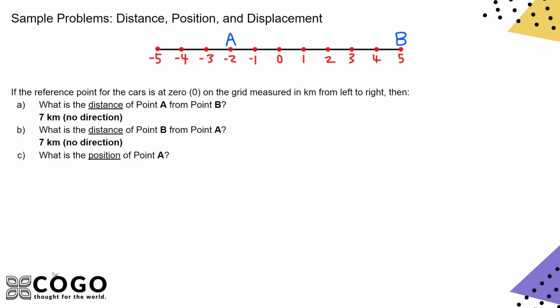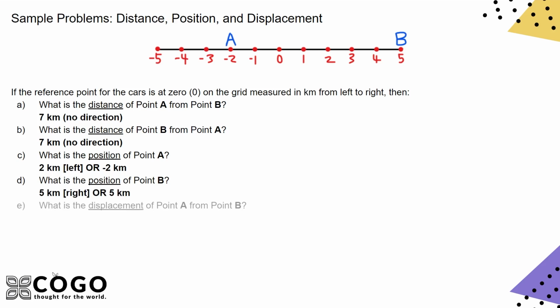As shown in the diagram, the positions of point A and point B relative to the center 0 point are 2 kilometers left, or -2 kilometers, and 5 kilometers right, or positive 5 kilometers. What is the displacement of point A from point B? Since displacement is final position minus initial position, we would subtract point B by point A, which is just 2 kilometers left minus 5 kilometers right. When we convert 5 kilometers right to -5 kilometers left, we get 7 kilometers left, or -7 kilometers.